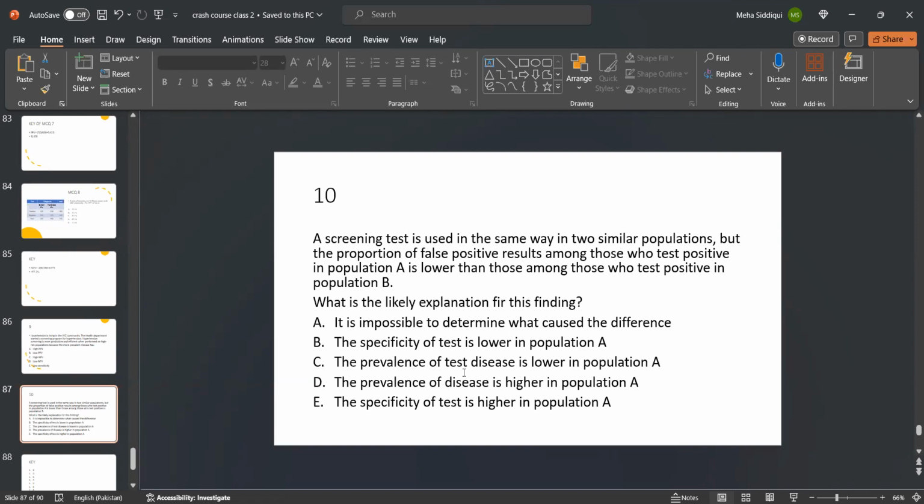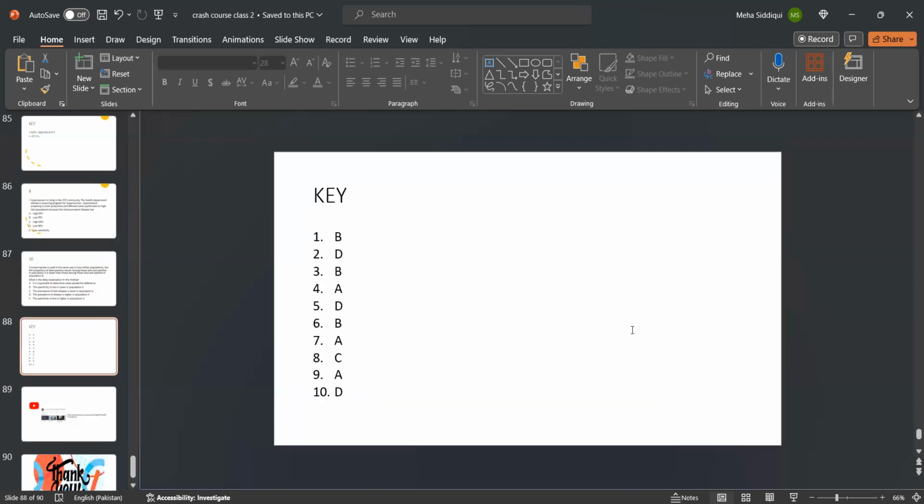Anyone? The proportion of false positive results among those who test positive is lower, so D is the right option. This is the key to the MCQs.